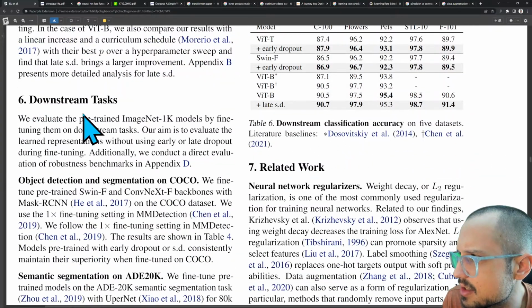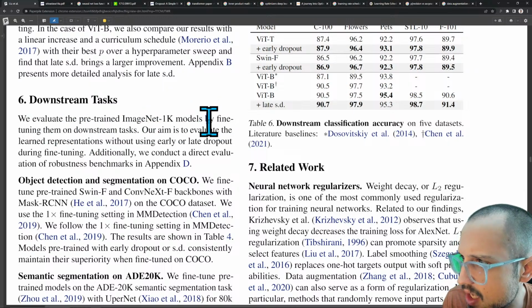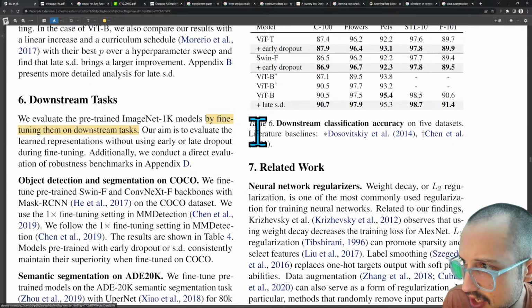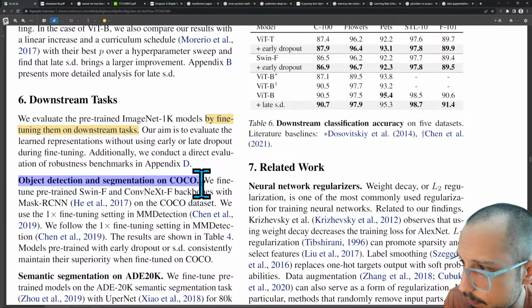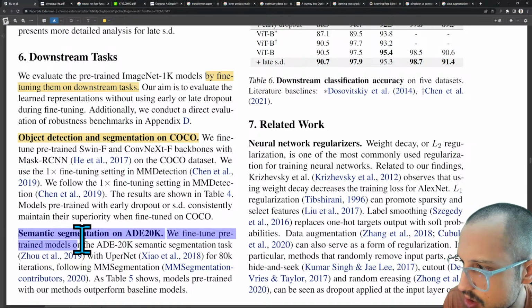Okay, downstream tasks. We evaluate the pre-trained ImageNet 1K models by fine-tuning them on downstream tasks. So now rather than just evaluating on ImageNet 1K, which is a classification task, they're going to pre-train on the ImageNet dataset, but then they're going to evaluate the model on a different type of benchmark. So something like object detection on COCO or semantic segmentation on ADE20K.